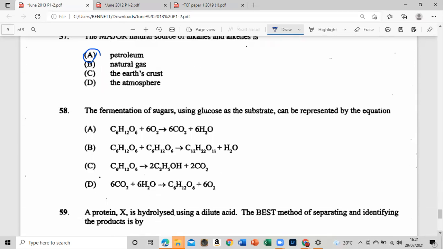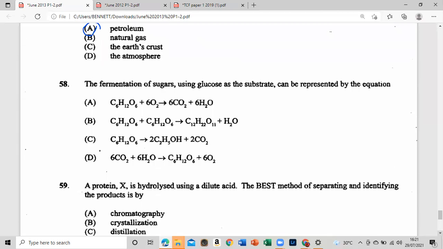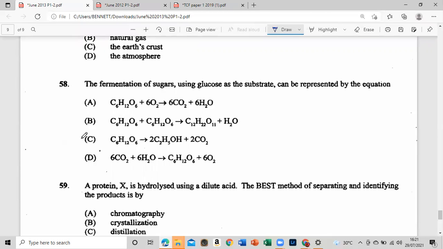All right, 58. The fermentation of sugar using glucose and yeast can be represented by the equation. So say glucose, right? So glucose is C6H12O6. So we know say I want to choose between A, B, and C. All right. So 58 is actually C.